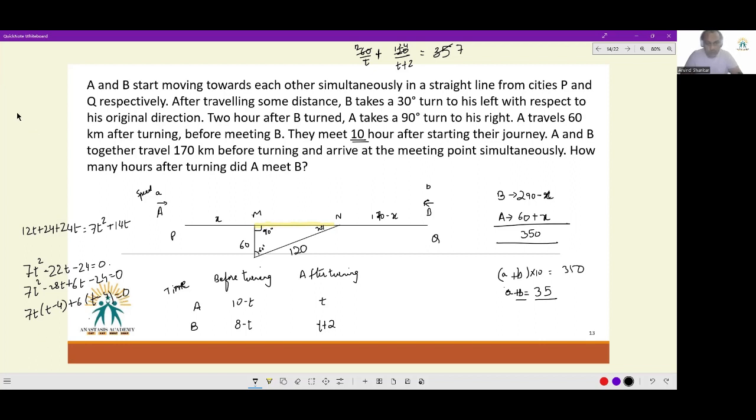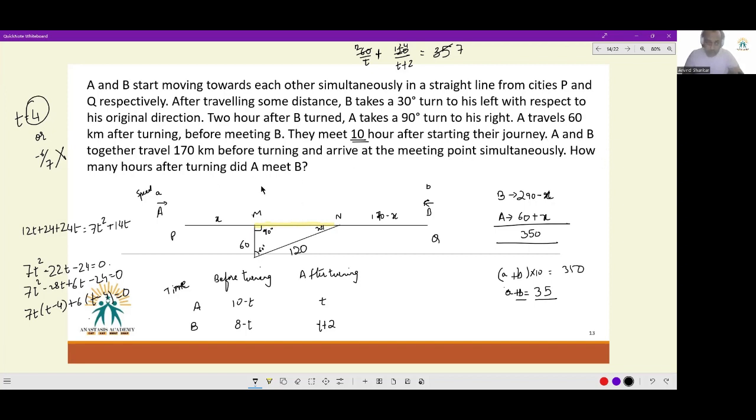So this gives us t is equal to 4 or minus 6 by 7. Given that t was the time taken by A after turning, it cannot of course be negative. So the answer here should be 4 hours.